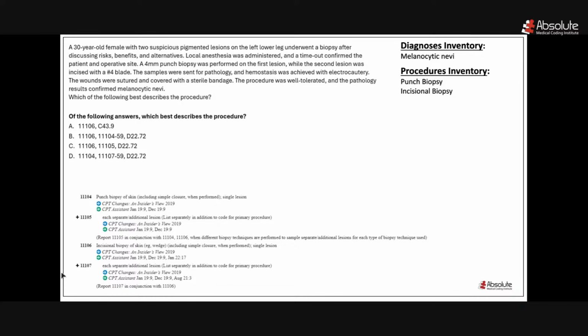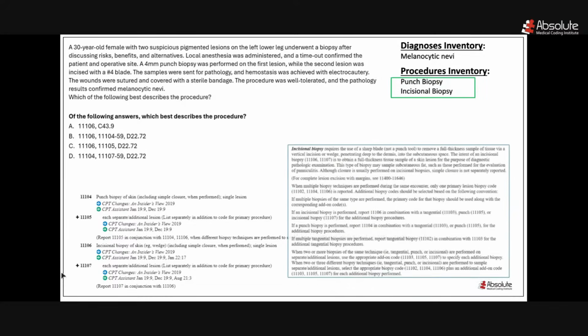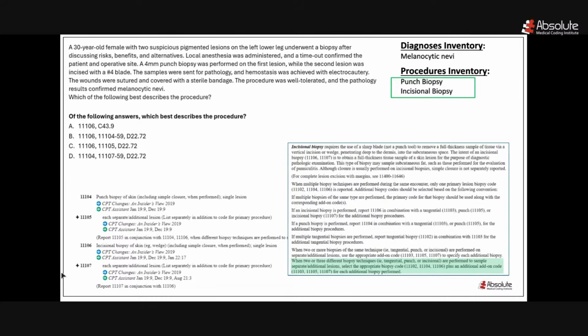And option A, I can see on sight. Option A is incorrect. If you know that guideline, you can eliminate option A on sight, right? This is the advantage of having strength in your guidelines. So I know that I have to code for both of these biopsies. That means option A is incorrect. Yes, this is a guideline which states that you have to code for both biopsies. Option A is only coding for an incisional biopsy, 11106. So that is incorrect.